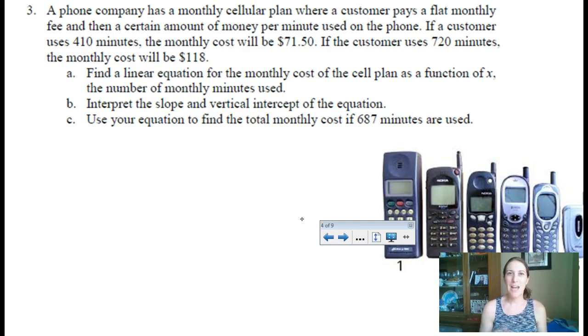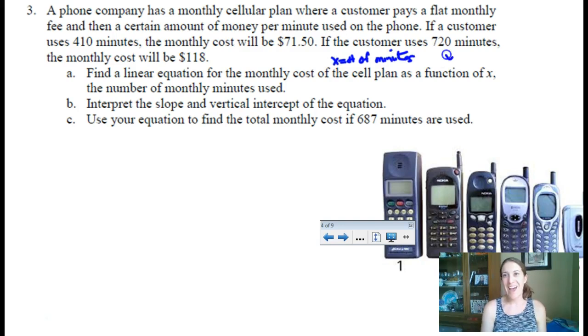A phone company has a monthly cellular plan where customers pay a flat amount and then a certain amount of money per minute used on the phone. This is very old school. You don't pay for phones this way anymore. So if a customer uses 410 minutes, the cost is $71.50, and if a customer uses 720 minutes, the cost is $118. Find a linear equation for the monthly cost as a function of x, which is the number of minutes used. So they just told us that they want x to be the number of minutes.